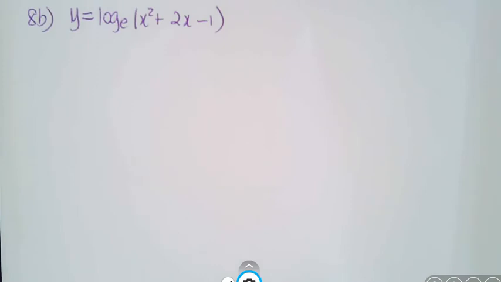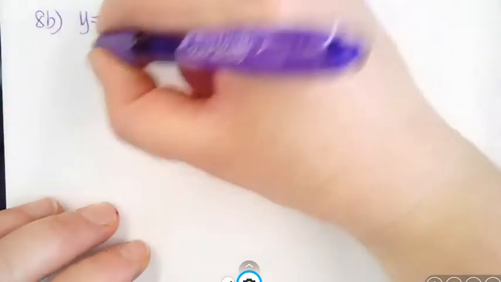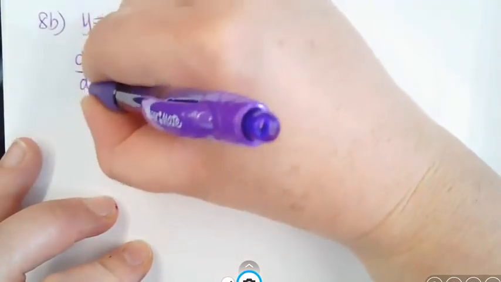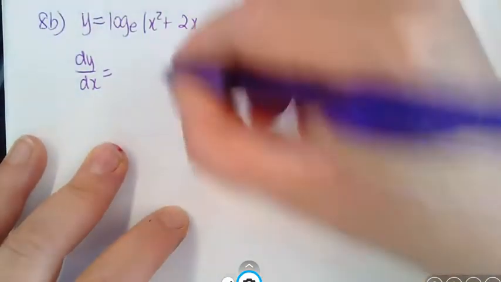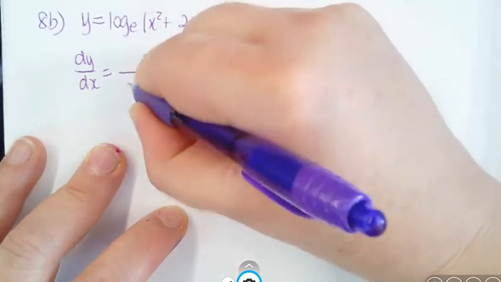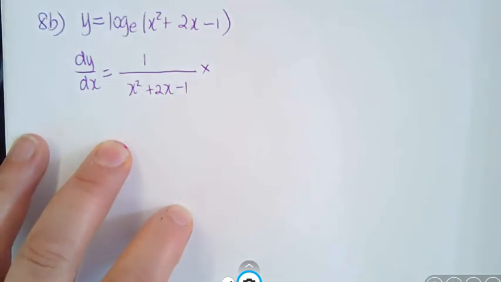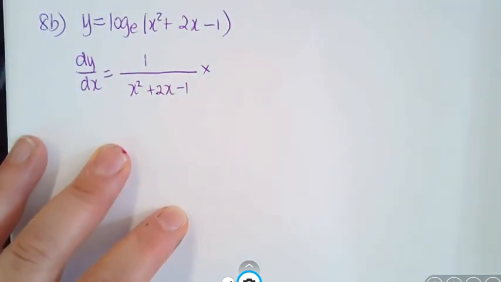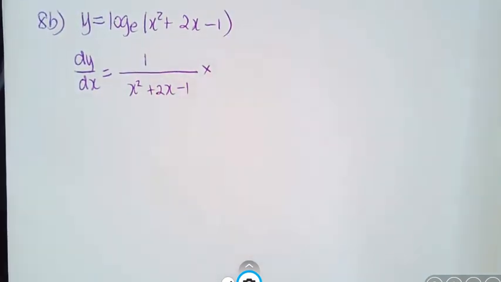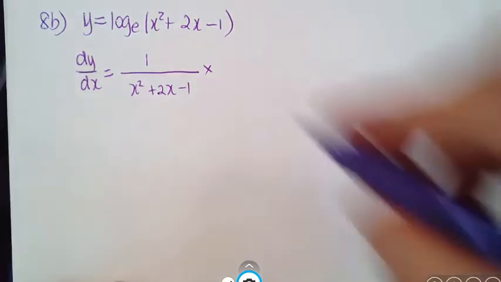Okay, here's another example. If y equals log to the base e of x squared plus 2x minus 1, what's the derivative? dy dx is 1 over that, times what? Yeah, times the derivative of that.